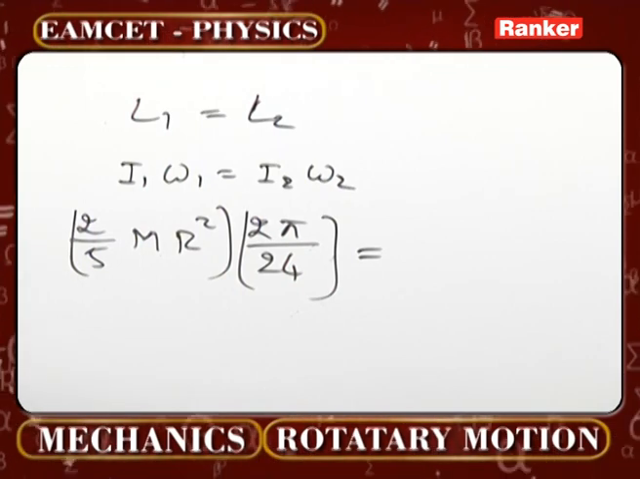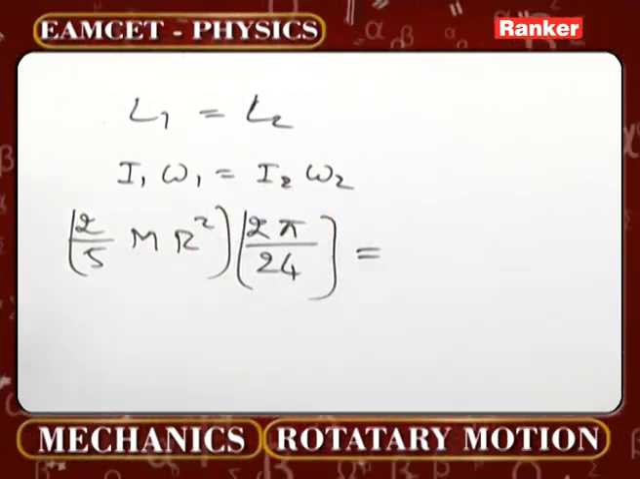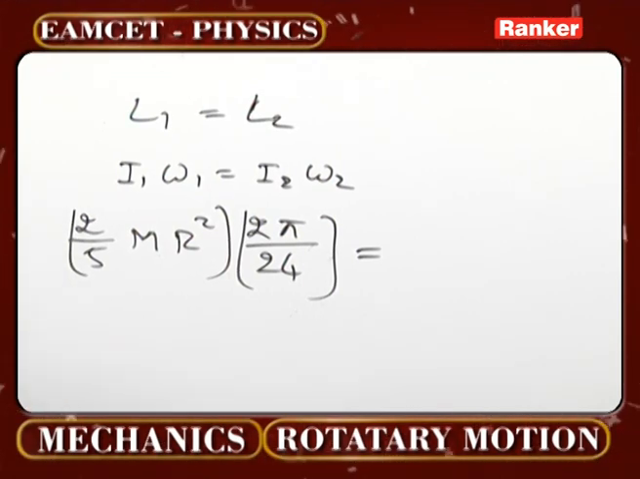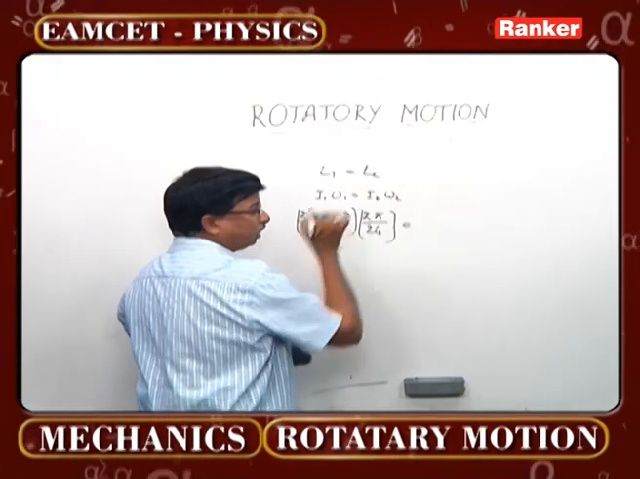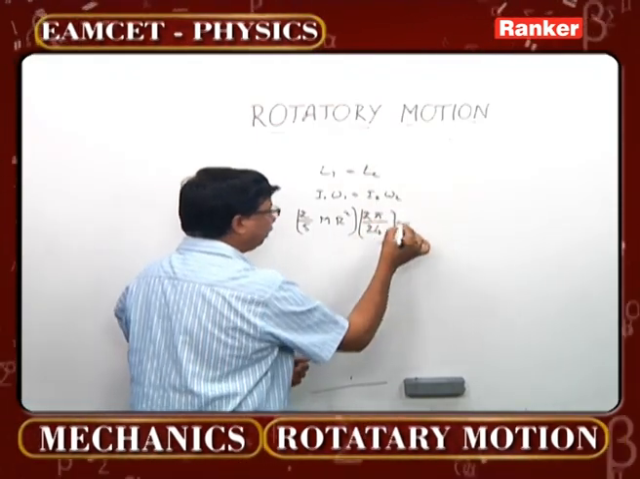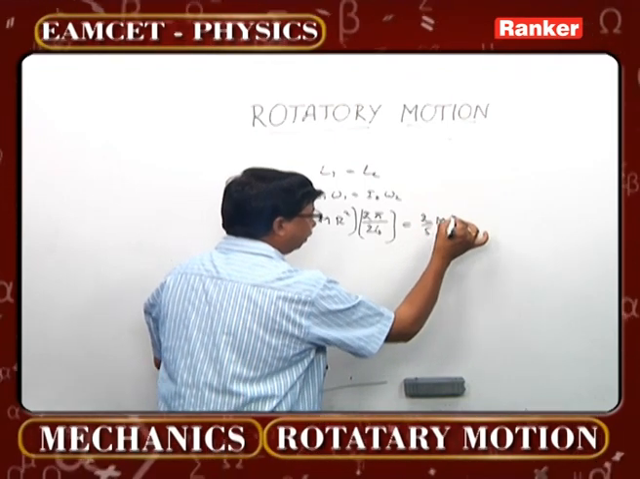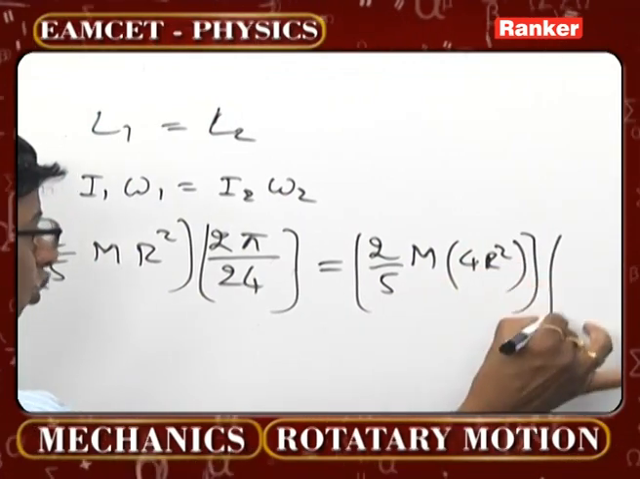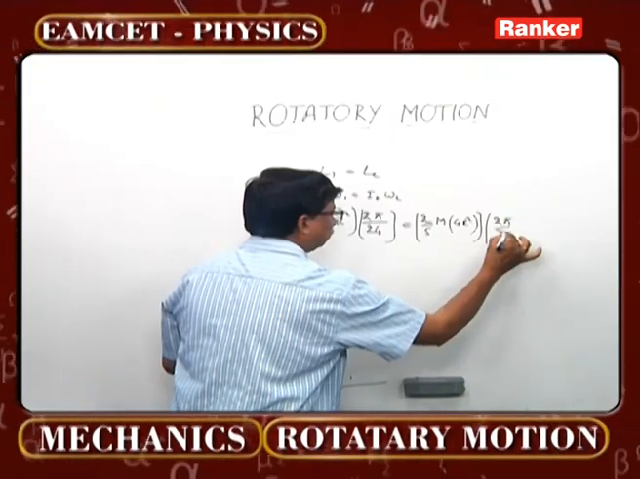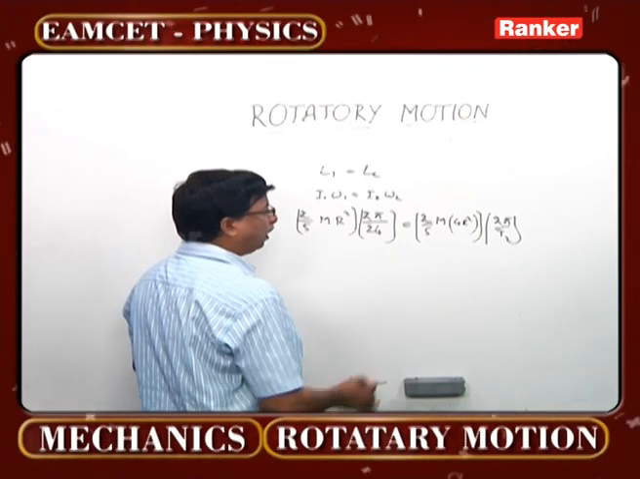Earth shrinks such that density is becoming 8 times. Density becoming 8 times means radius is going to become half, because density is mass by volume. We can understand that one. So the radius is being halved. How to write this one? 2 by 5 m into r square by 4 into 2 pi by T2. That is the point. Now you can certainly understand what the value is.